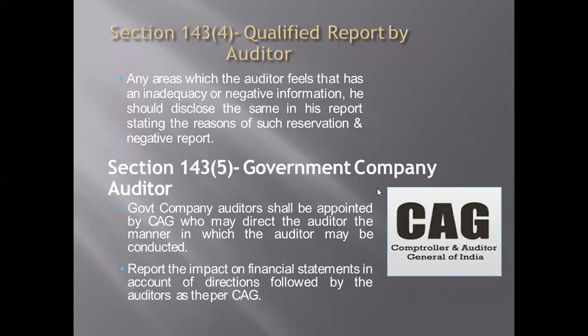Now, if it is a government company, that's a big thing, which is mainly controlled by the CAG, the Comptroller and Auditor General of India. The government company auditor shall be appointed by the CAG, who may direct the auditor on the manner in which the audit is to be conducted, and the report on the impact on financial statements is made in accordance with the directions followed by the auditors as per the CAG. So all the guidelines and rules and methods are maintained by the CAG. It's not controlled by private firms or others.